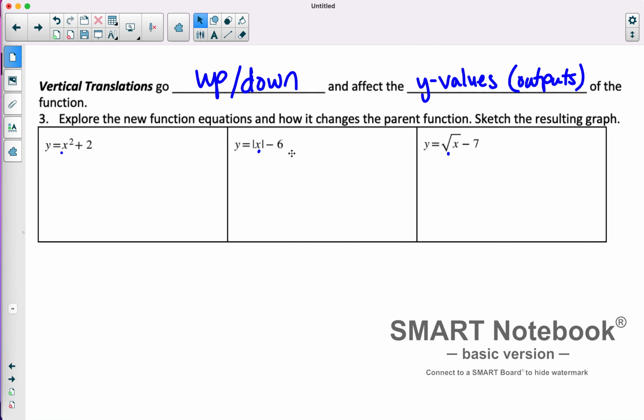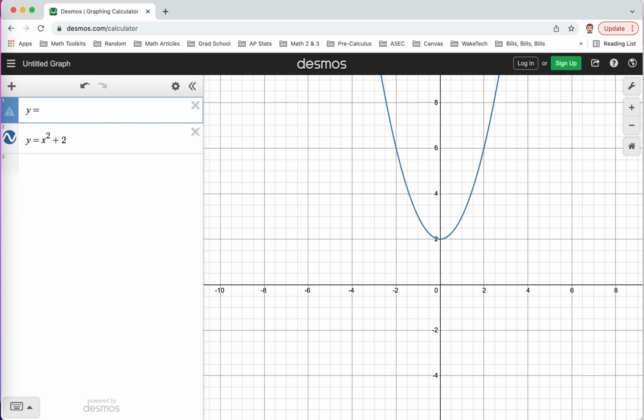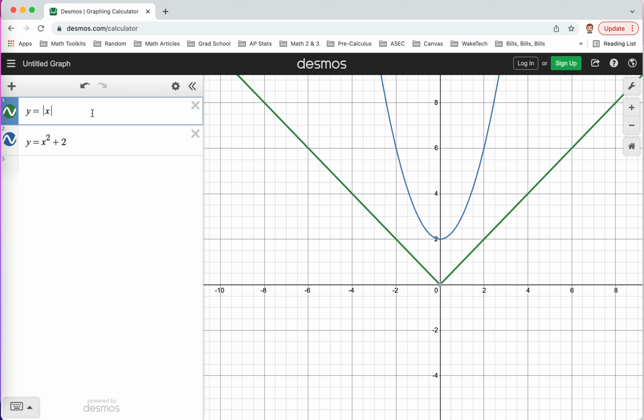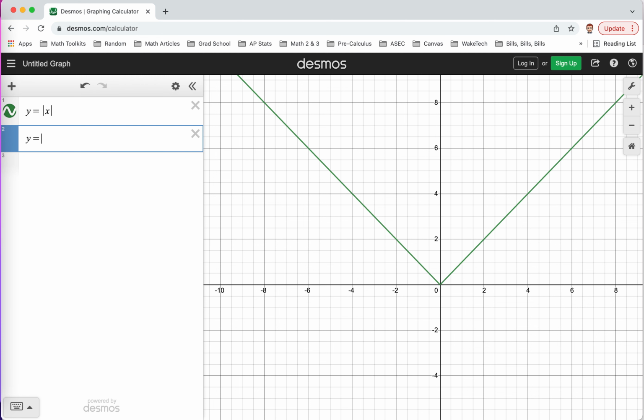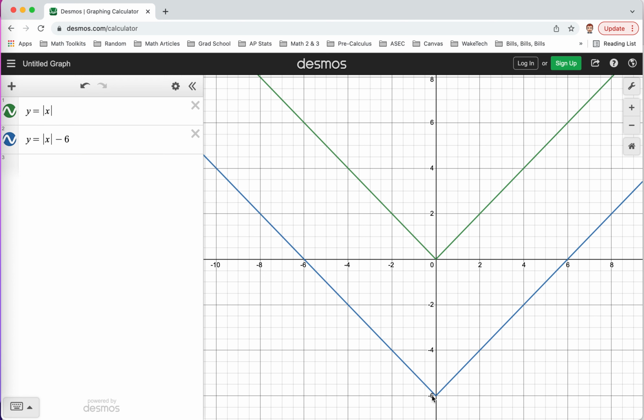Then we had absolute value of x minus 6. So absolute value of x is the parent function. Absolute value of x minus 6. The minus 6 is not inside the absolute value. It's outside, so it's affecting the outputs, and it moved it down 6.